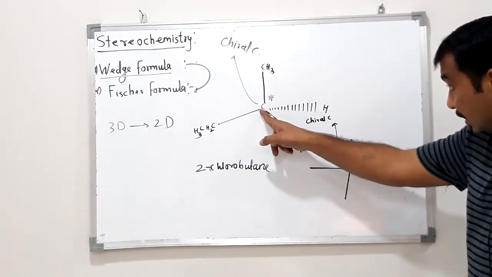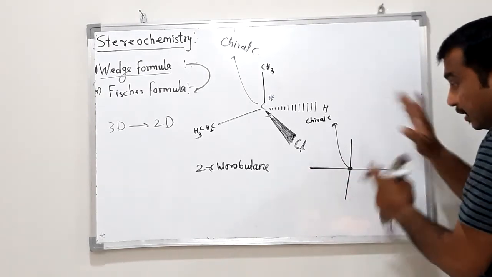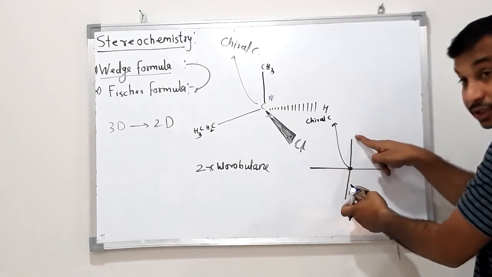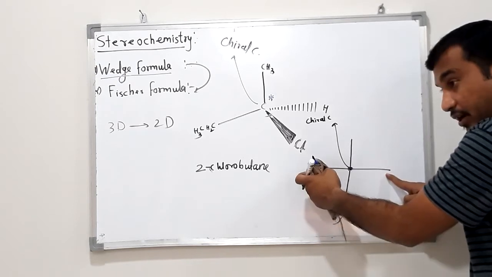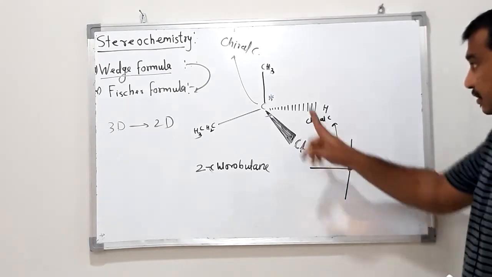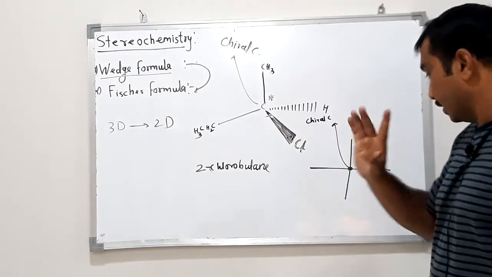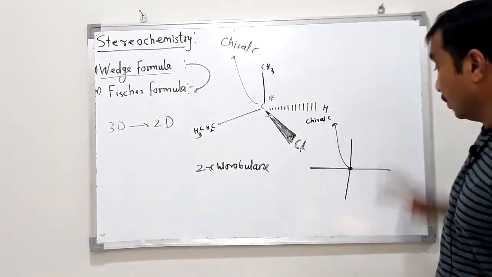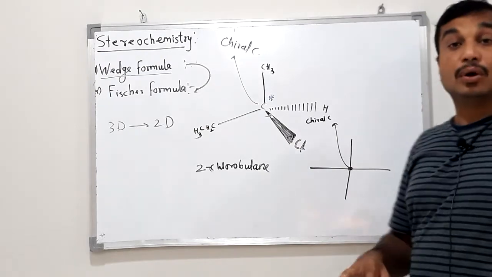So this carbon is now here. This is the horizontal line, this is the vertical line. These two represent substituents. These are the two horizontal valencies and these are the two vertical valencies attached like this. This carbon is attached to 4 valencies: 1, 2, 3, 4. Out of these 4 valencies, 2 are on the vertical line and 2 are on the horizontal line.